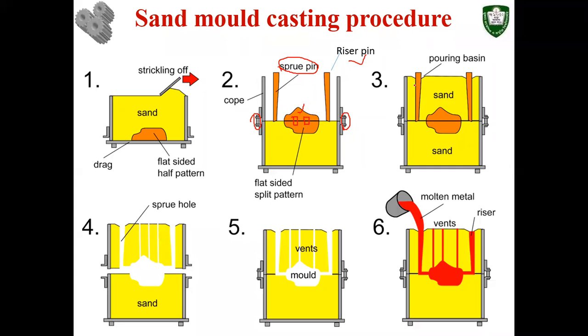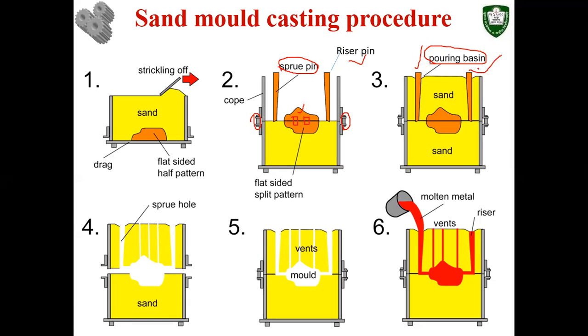Then another thing is that on the pouring basin, that means what we call a pouring cup, you make the pouring cup by removing the sand. Also on the riser side, you can make a funnel-like structure. Okay, and then you take out the sprue pin and riser pin.